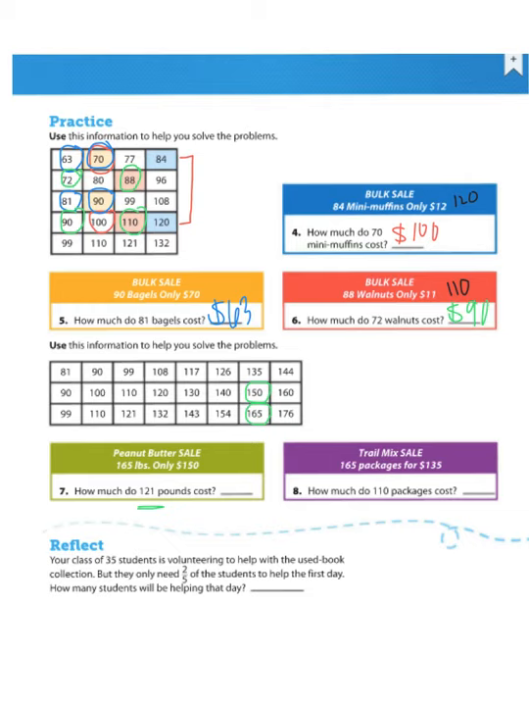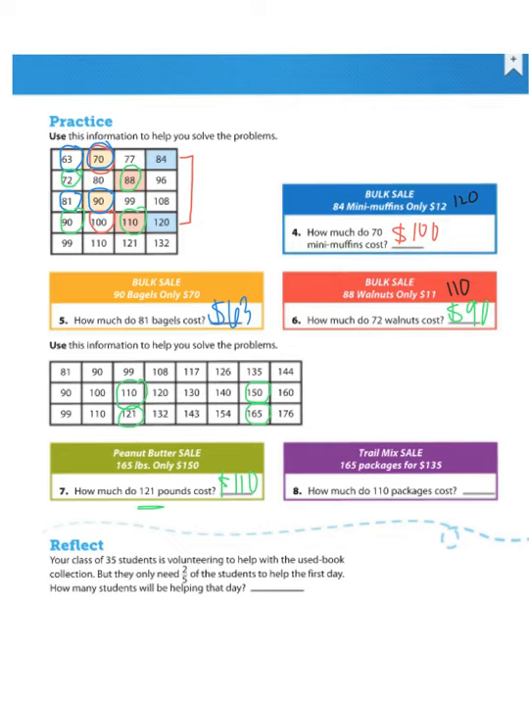So here's my 121. I'm not going to skip anything. I'm going to follow this same pattern right here. So that would be 110. So 121 pounds would cost $110.